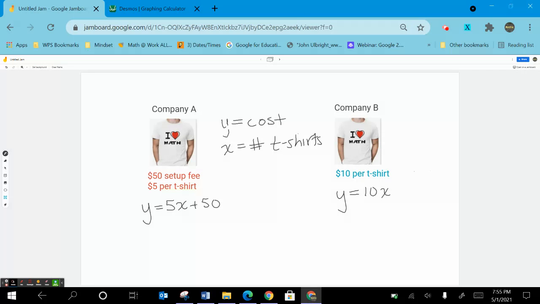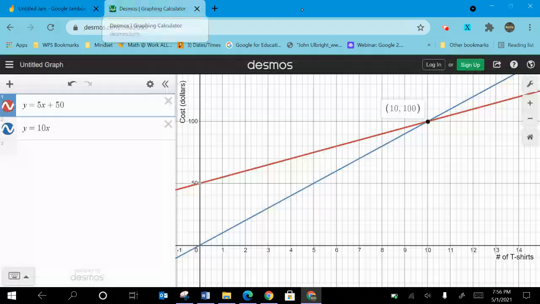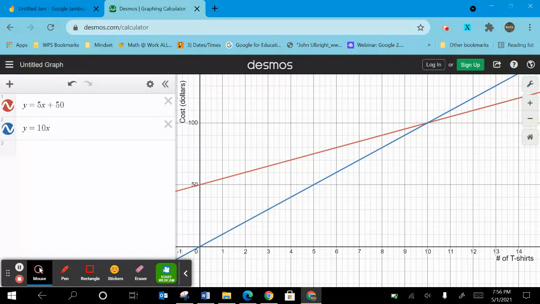Now, I want to take a look at these and think about certain things. I want to know when each company is cheaper, and I might also want to know when the cost would be the same at both companies. So to do this, I'm going to take my equations and graph them. I'll use the Desmos graphing calculator to do that. So I'm going to pop on over here to Desmos and look at my equations.